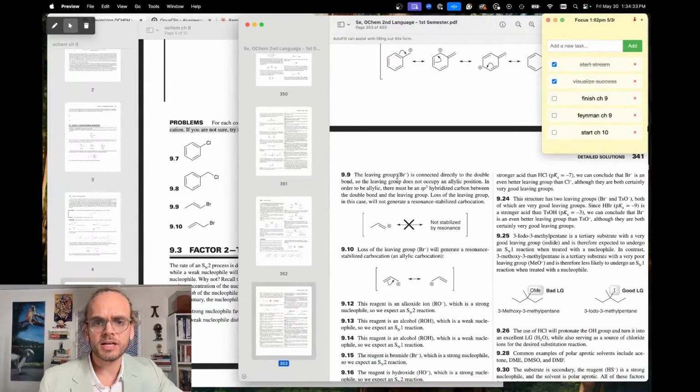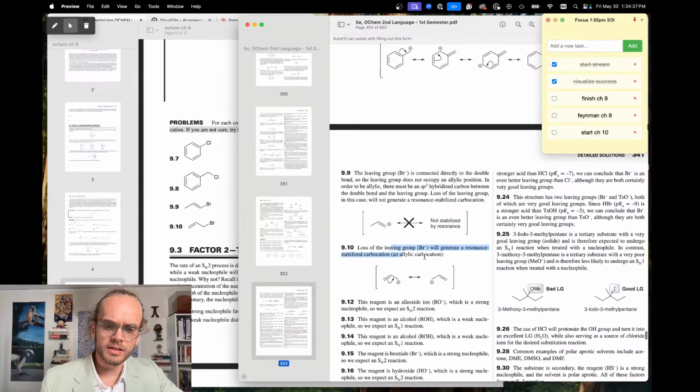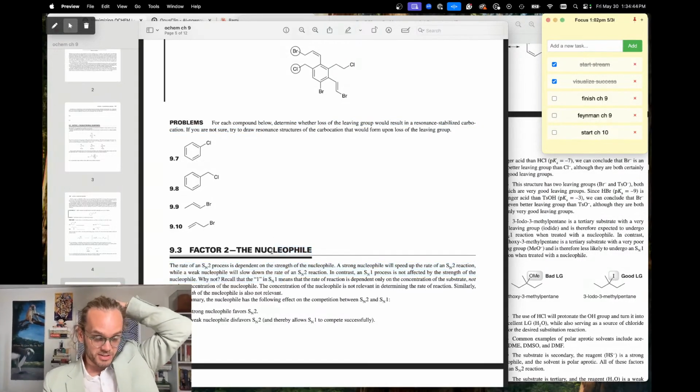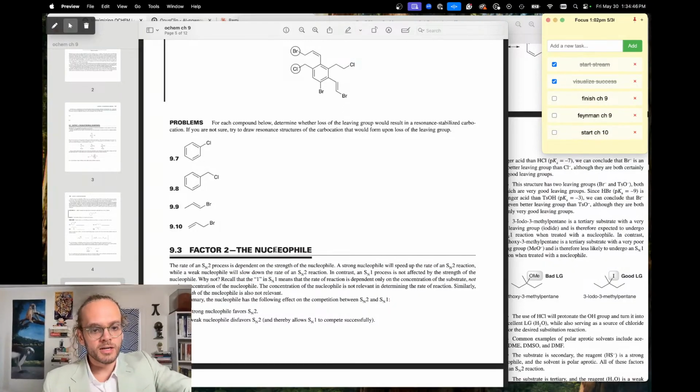So this is not stabilized by resonance. This one is. It's allylic. Okay, I get that too. This is positive so far. Nice. It helped previewing this yesterday, even though it made no sense. Now I'm sort of in a place to make sense of it.